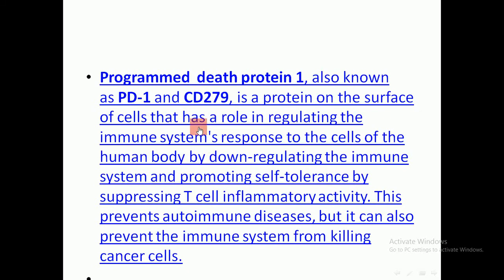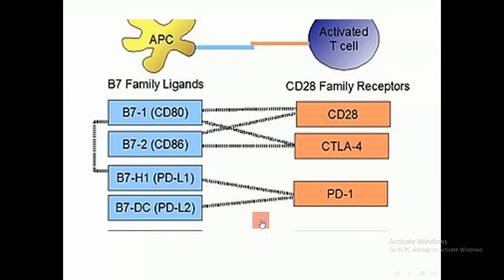As you remember, PD1 is the inhibitory signal to T lymphocyte activation, promoting self-tolerance by suppressing T cell inflammatory activity. This prevents autoimmune disease, but can also prevent the immune system from killing the cancer cells.